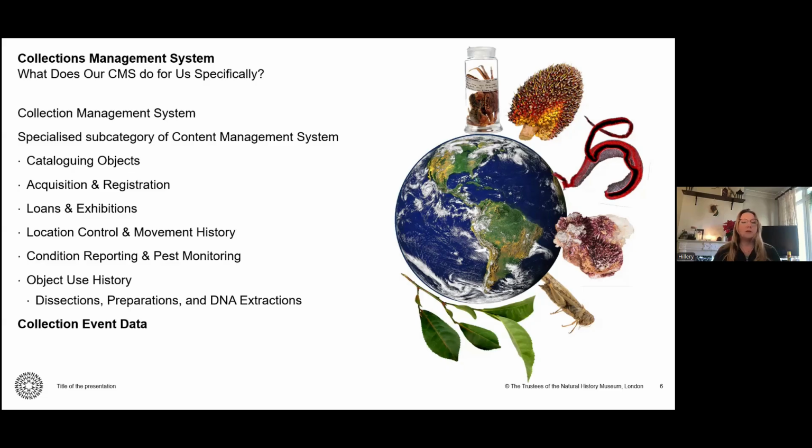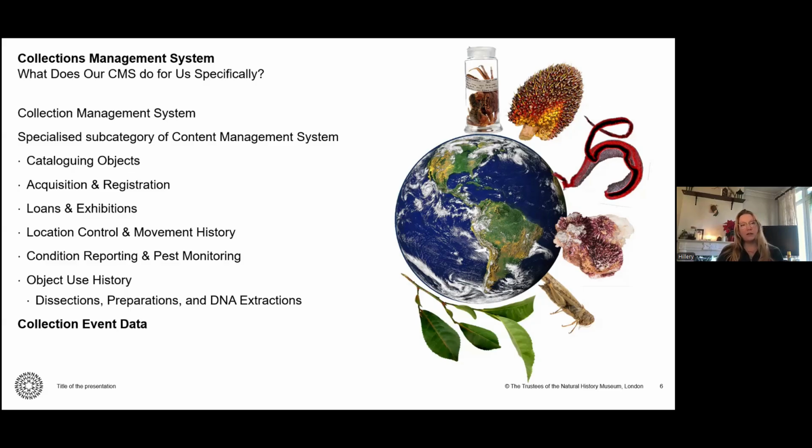It manages our loans, our exhibitions. It also handles all of the location control and movement history. So the CMS tells us, where is the object meant to reside permanently in our collection stores? Where is it right now? And where has it been in the past? That all is in the collection management system. It also holds all the condition reporting. So if an item is damaged and goes through conservation and is repaired, that goes into reports in the CMS.